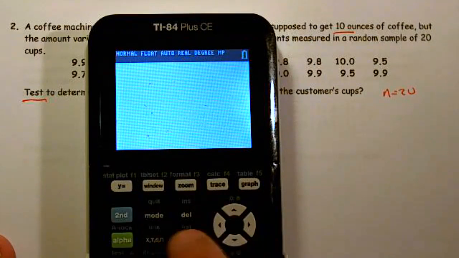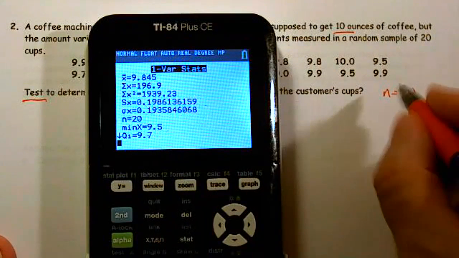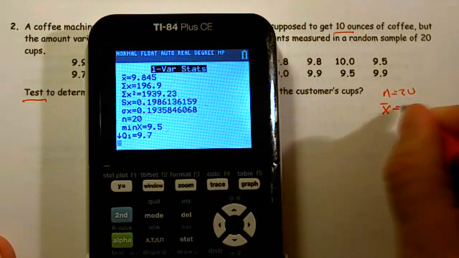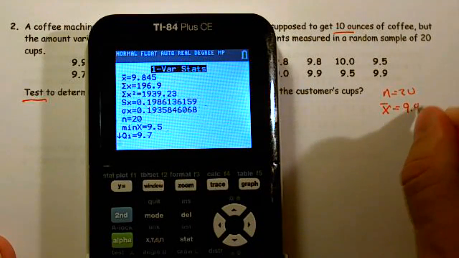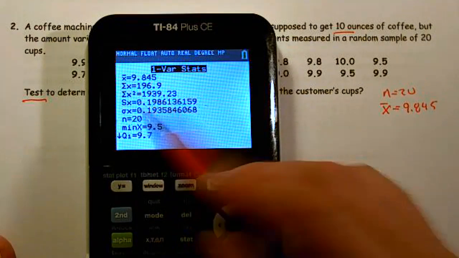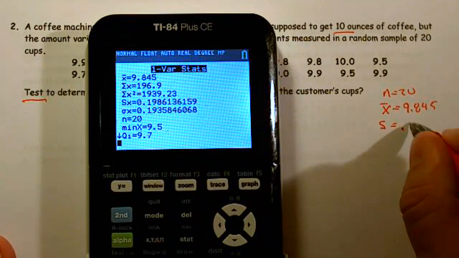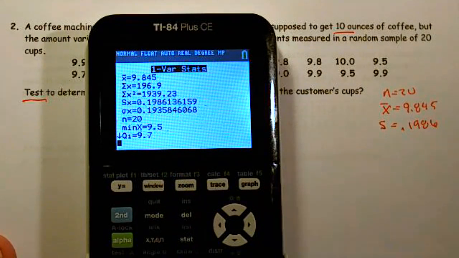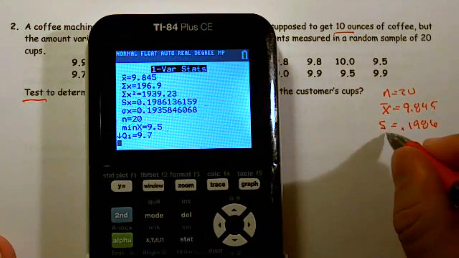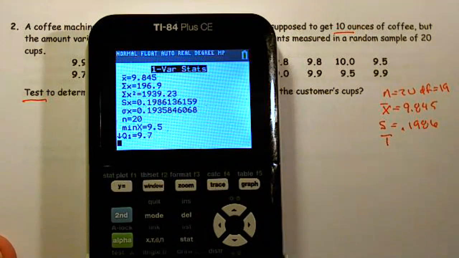Then second quit, stat, calc, one-variable statistics. And hopefully you're getting an x bar, and this is what you should use to check yourself, an x bar of 9.845. For the standard deviation of the sample, make sure you're using the Sx. And we're just going to take it to 4 different places. So s is 0.1986. And because we're using a sample standard deviation, we're using a t. And so our degrees of freedom in this case are going to be 19, which is 20 minus 1.